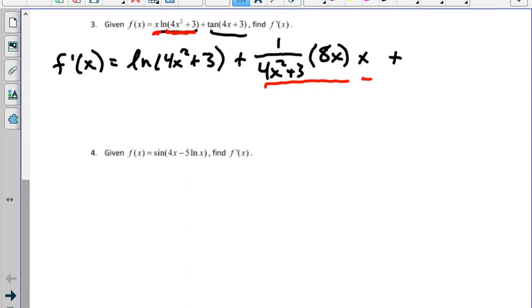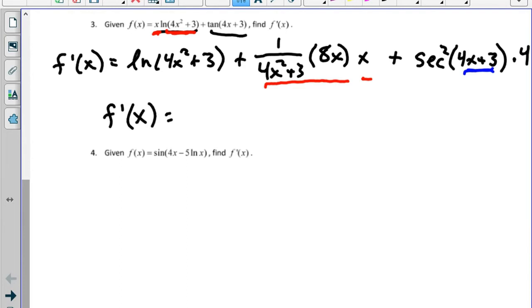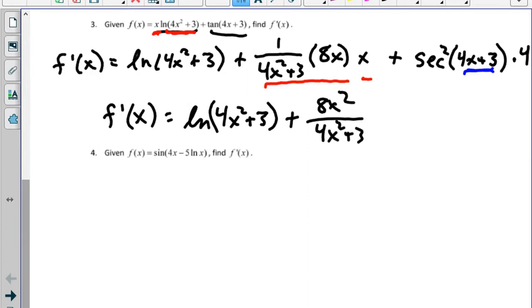We have to take the derivative of tangent of 4x plus 3. Tangent's derivative is secant squared, and then times 4. The reason we have to multiply it by 4 is we have another chain rule situation, that 4x plus 3 needs to have the derivative taken of it. So if we clean this up a little bit, f prime of x is equal to natural log of 4x squared plus 3 plus 8x squared over 4x squared plus 3 plus 4 secant squared of 4x plus 3.